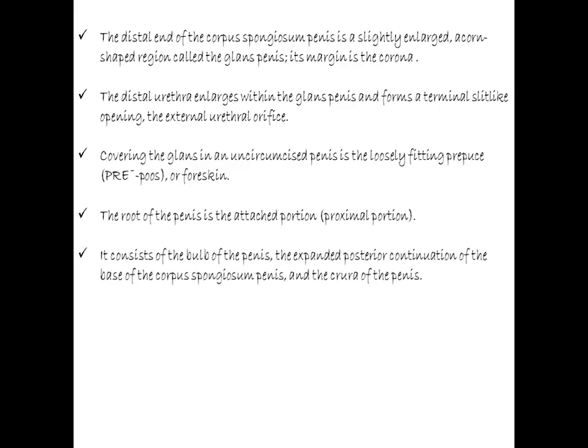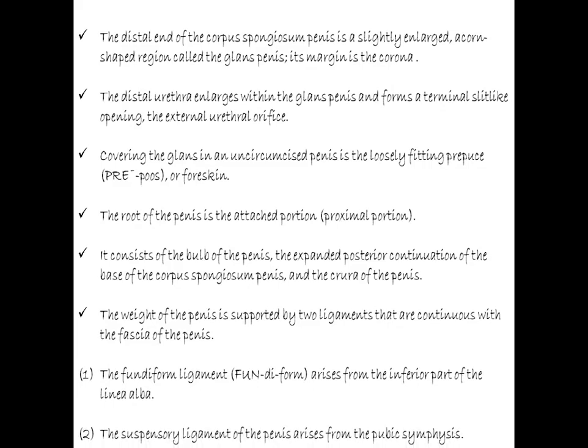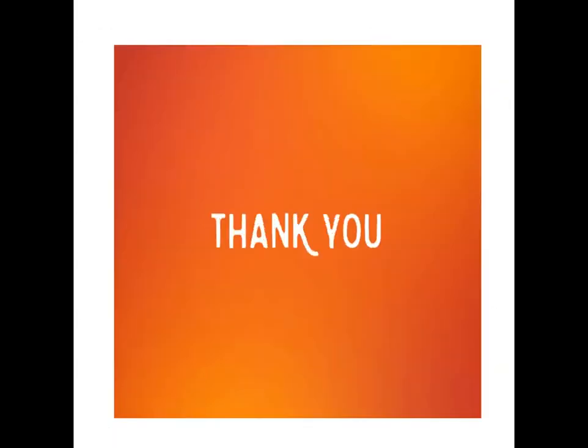The root of the penis is the attached portion. It consists of the bulb of the penis, the expanded posterior continuation of the base of the corpus spongiosum penis, and the crura of the penis. The weight of the penis is supported by two ligaments that are continuous with the fascia of the penis. The first one is the fundiform ligament, which arises from the inferior part of the linea alba. The suspensory ligament of the penis arises from the pubic symphysis.